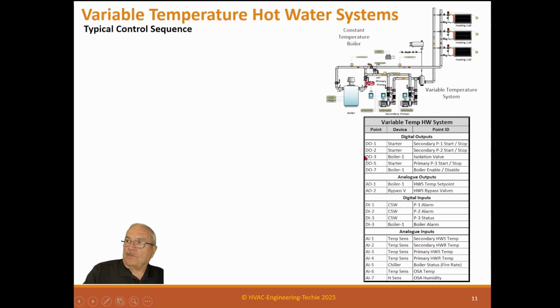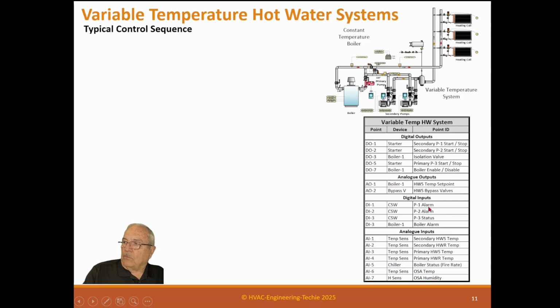So here's the points for the system. DO1 is the pump 1 start. DO2 is pump 2 start. DO3 is a boiler isolation valve. DO5 is a primary P3 stop, stop of the primary pump. This is primary, these are secondaries. And DO7 is boiler enable/disable. Analog outputs: AO1 is a boiler hot water temperature set point. AO2 is a bypass valve modulation. So we're going to modulate these bypass valves on temperature reset.